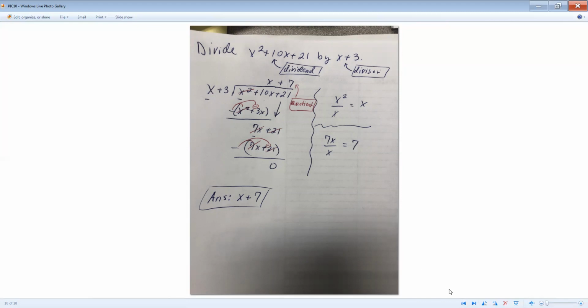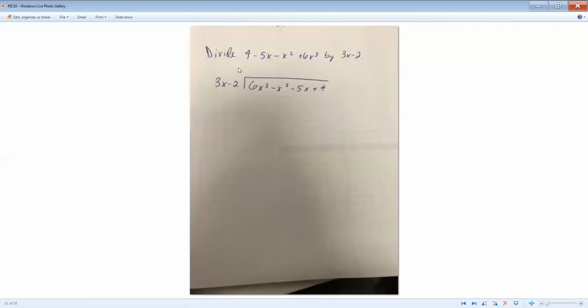All right, so let's look at one more. Here we're going to divide 4 minus 5x minus x squared plus 6x cubed by 3x minus 2. So when we go to set up our long division process, make sure you write your problem in descending order. So notice here, 6x cubed minus x squared minus 5x plus 4. Just remember that whatever term is positive, make sure it stays positive. Whatever is negative stays negative.